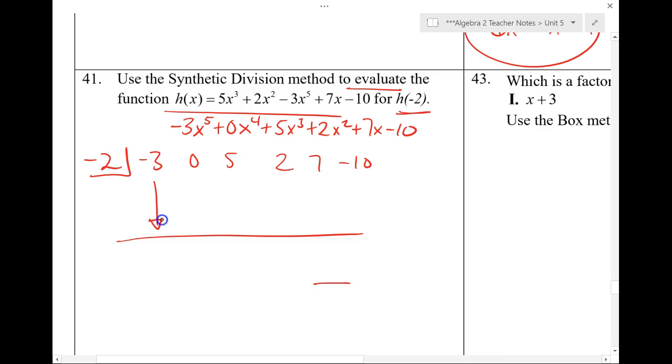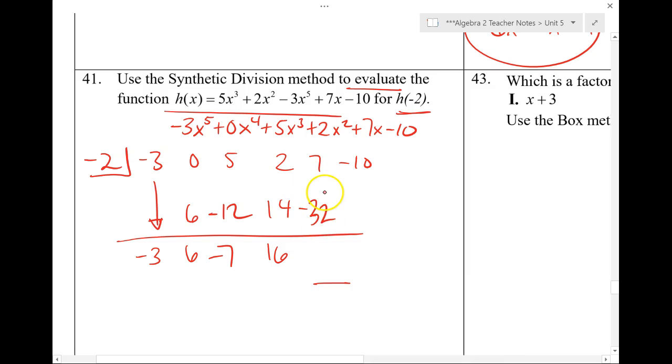Okay, bring down this negative 3. Negative 3 times negative 2 is 6. 0 plus 6 is 6. Negative 2 times 6 is negative 12. 5 minus 12 is going to be negative 7. Negative 2 times negative 7 is going to be positive 14. 2 plus 14 is 16. Negative 2 times 16 is negative 32.